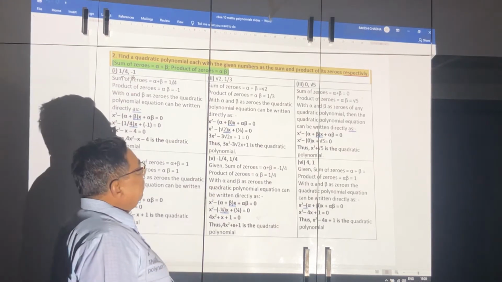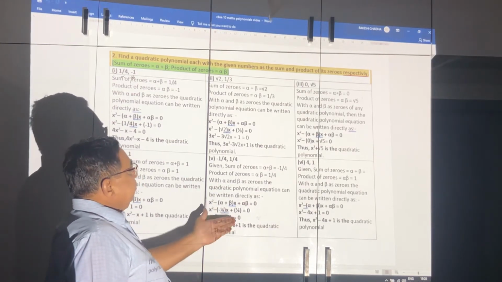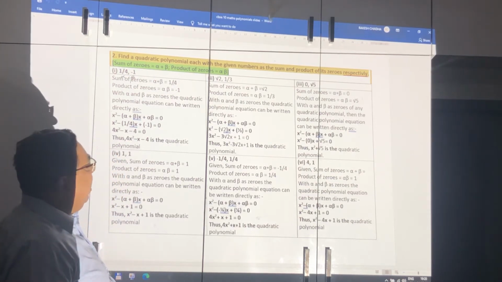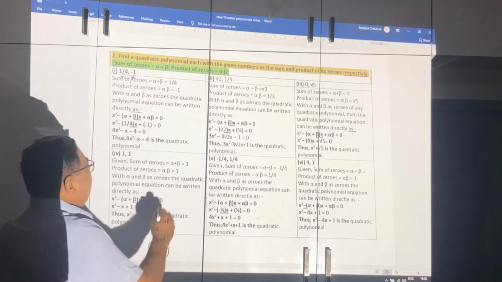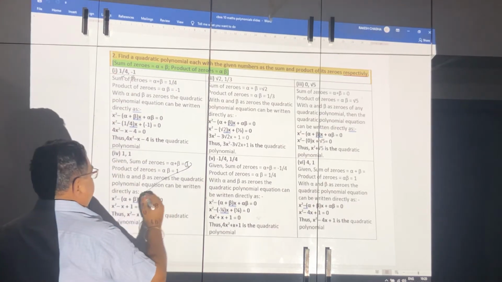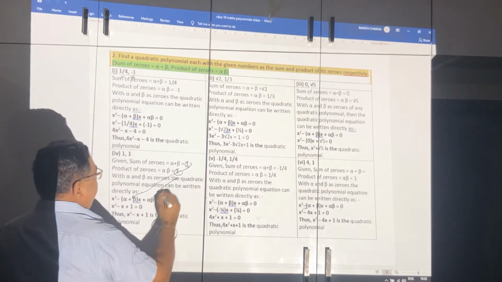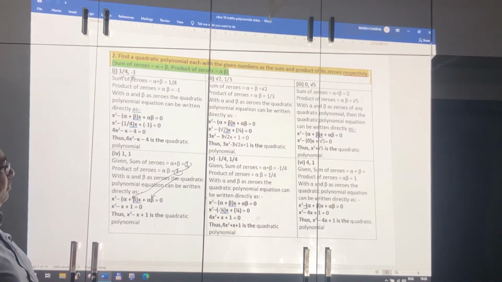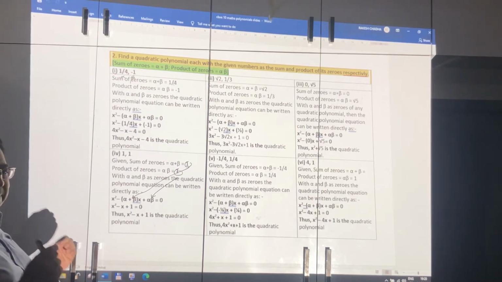Look here, my friends. Okay. So you can see that it's becoming very simplistic. Sum is directly given, I will write here. Product is directly given, I will write here. And my equation is done. I don't have to break my brains or anything like that, my friends. Nothing. Just substitute, like fill in the blank.